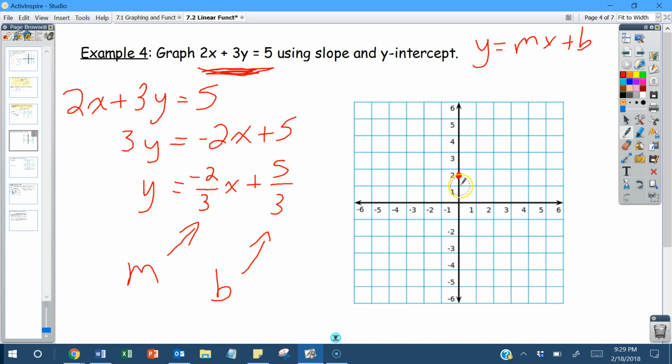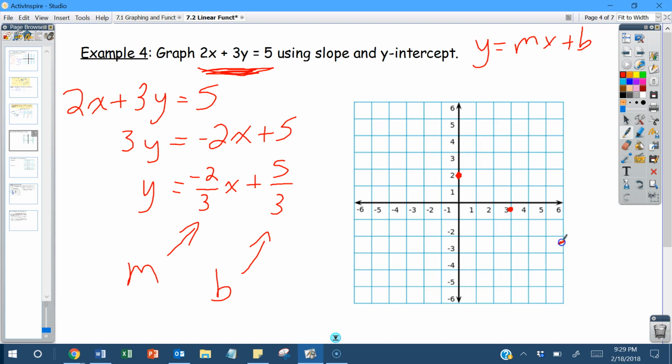So from here, I'm going to go down 1. This is a little tricky. 1, 2, so right around here-ish. And to the right 3. 1, 2, 3. So it's going to be kind of in between stuff right here. So that's what I did. I go down 2 to the right 3 because that's my slope. So from here, I'll do the same thing. I'll go down 2 and to the right 3.